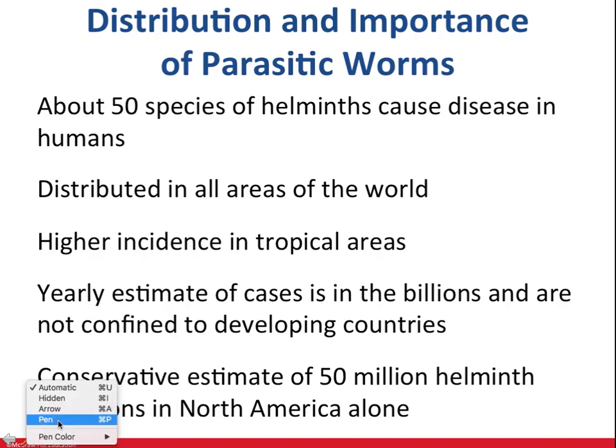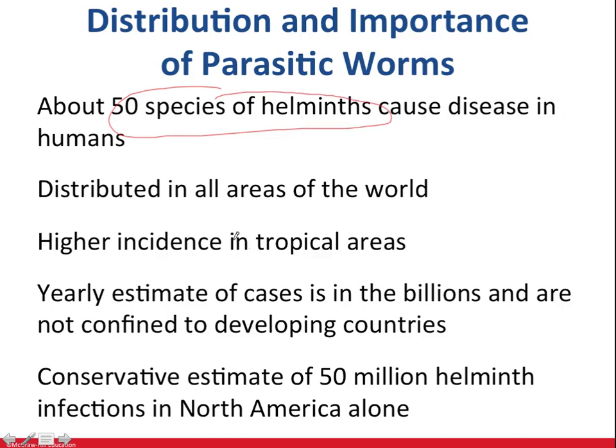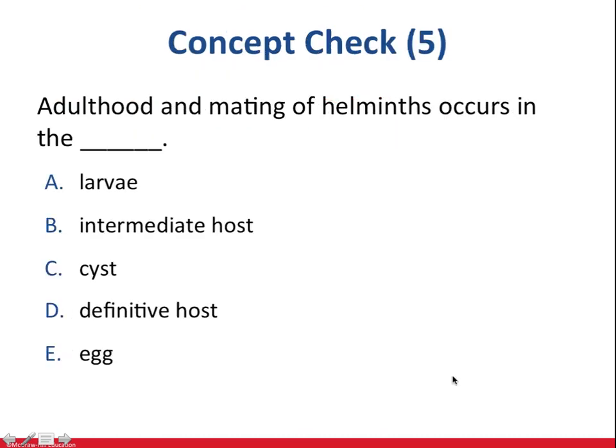It is estimated that 50 species of helminths can cause disease in humans. It's very common for helminth infections in the world. They can cause billions of infections in the world, not just limited to developing countries, even in North America. Annually, there are 50 million infections. So that's huge.